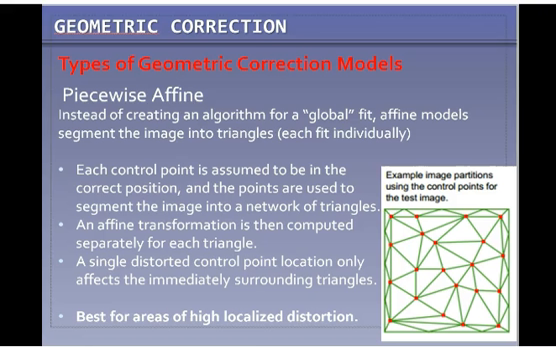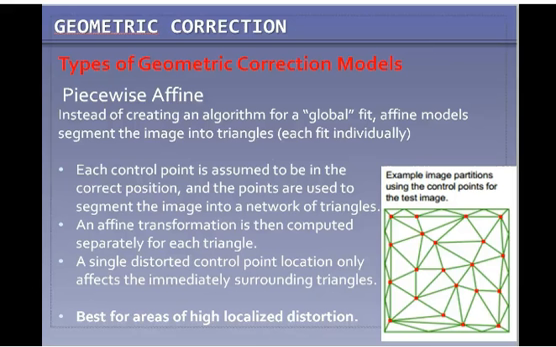Each of those polynomial models we just discussed essentially creates a fit for the entire image. So it looks at all of the GCPs across the entire image and creates a geometric model to fit the whole thing. But there are also piecewise models, where instead of looking for that global fit, it's going to segment the image into smaller triangles, and then fit each of those individually. What's nice about this approach is that it is only going to warp or correct segments of the imagery that need it, that are distorted, rather than stretching and warping an entire image.